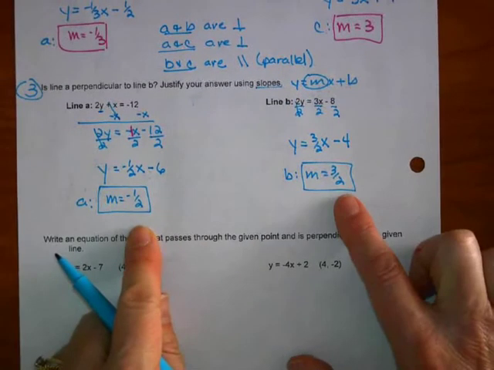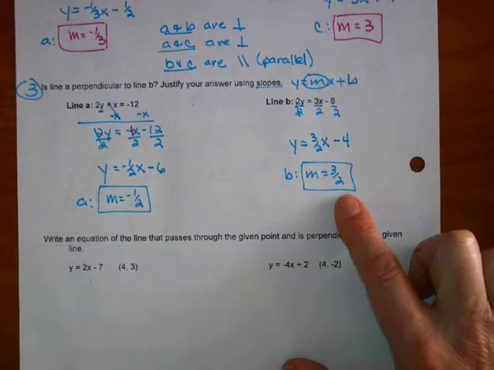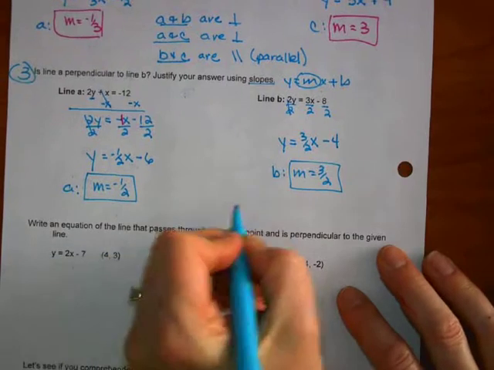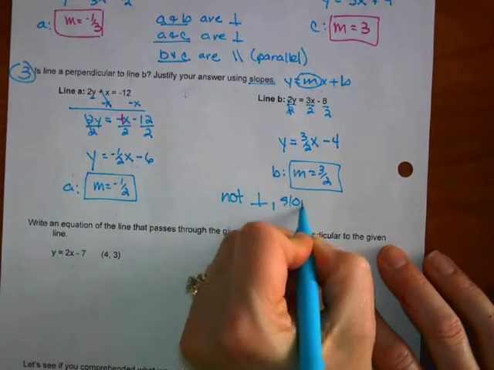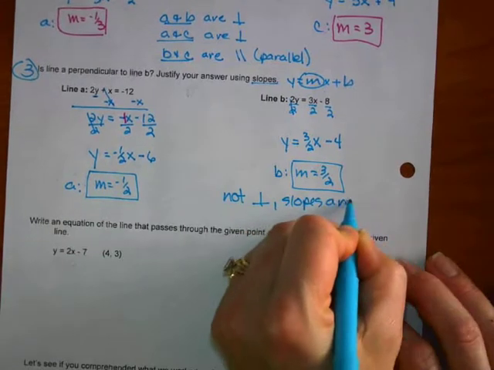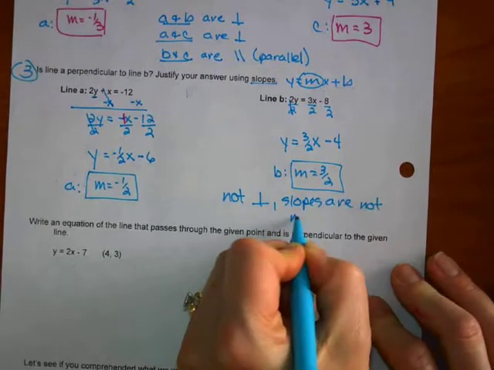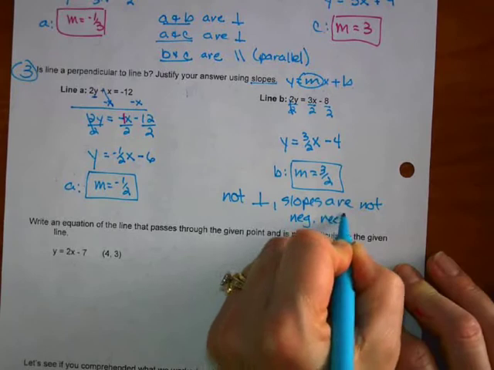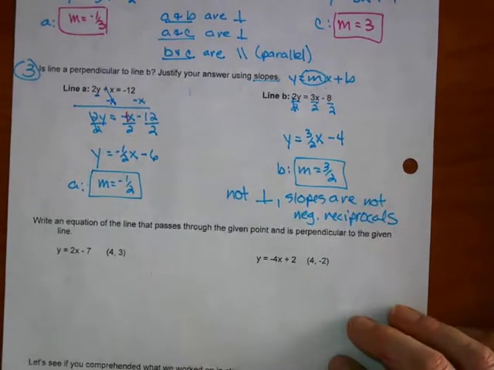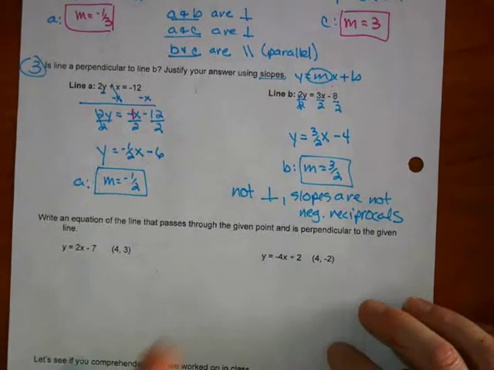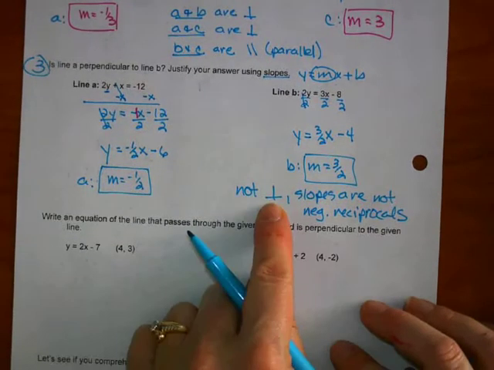Are these related to each other in any way? No, they're not the same, and they're not negative reciprocals. So it's not perpendicular because the slopes are not negative reciprocals of each other. Okay? I hope you all know this means perpendicular.